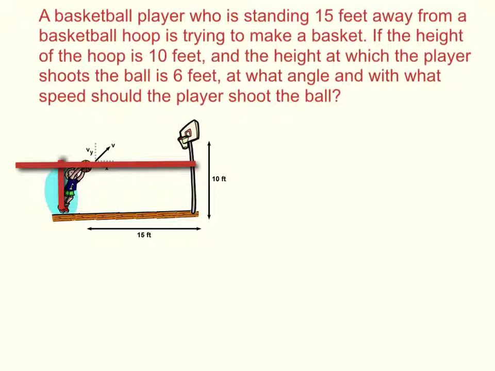So really we're asking, what is the distance from here to here? So that's 4 feet. So delta y is equal to 4 feet. So the question is really asking, at what velocity and angle do you have to shoot a ball in order to get it to go up 4 feet and over 15 feet?